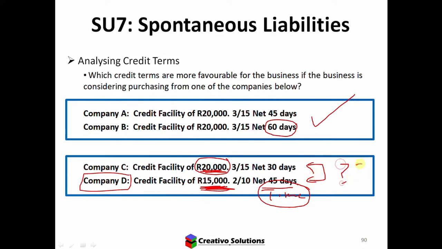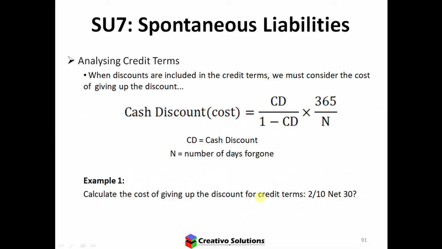But the difference here, it's tricky. It becomes questionable. Why? Because the terms are different. So when you have different credit terms, you need to think about those measurements. Here, we have a discount. You could work out the cost of giving up the discount as a possibility. We have an example. I've given you these terms. Just to explain the terms, this is a 2% discount within 10 days.